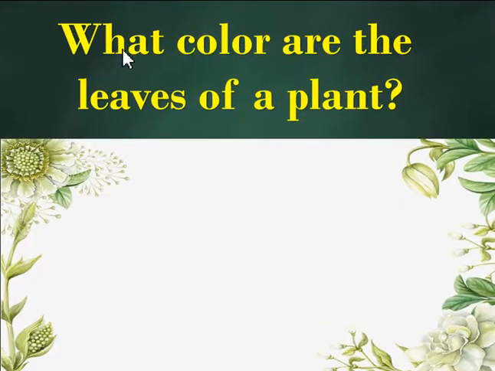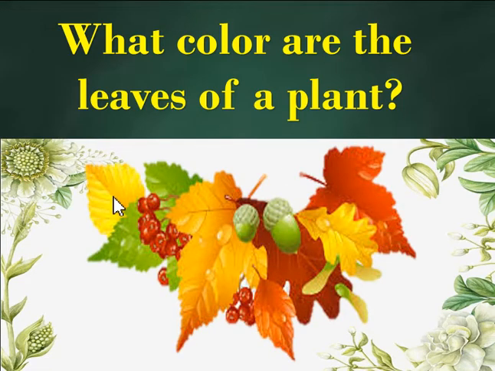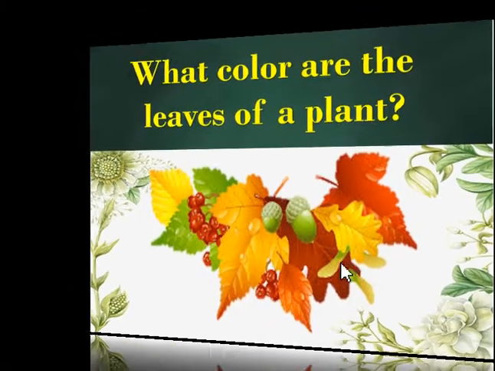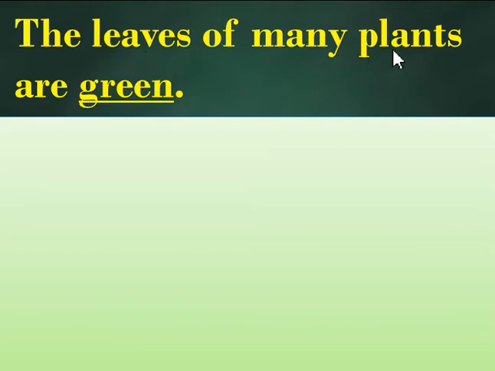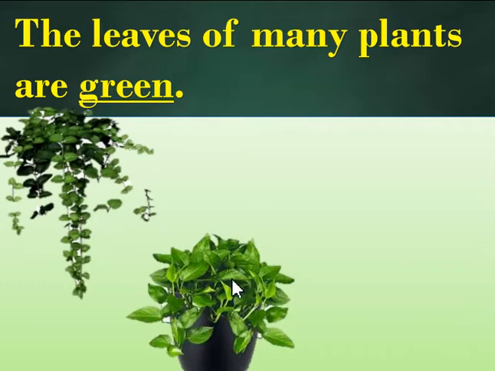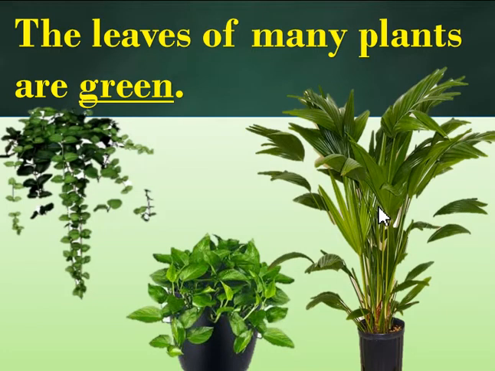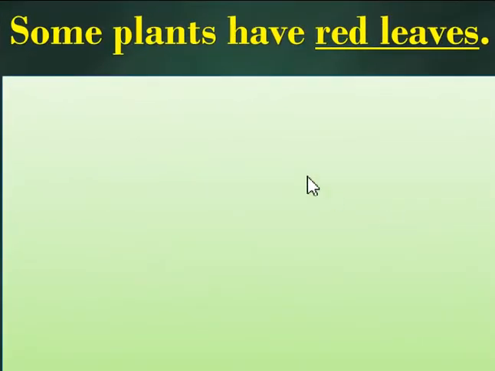What color are the leaves of a plant? There are so many colors, like yellow, green, orange, or red and brown. The leaves of many plants are green. Mostly the plants' leaves are green, like this. Color green. Very good. And some plants have red leaves.